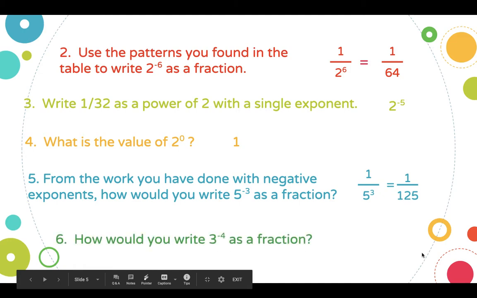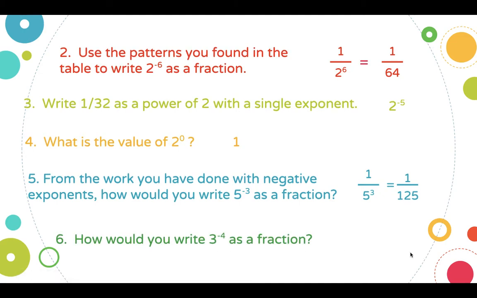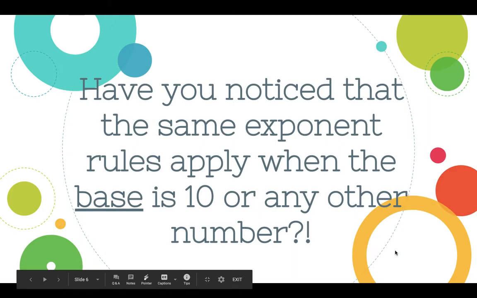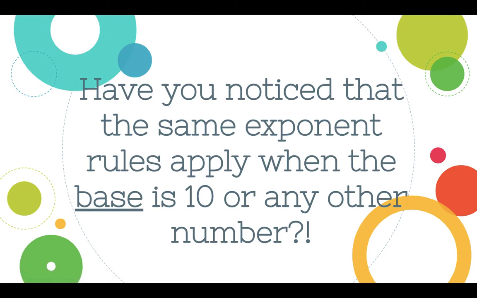And our last one on this slide, how would you write 3 to the negative 4th power as a fraction? It's going to be 1 over 3 to the 4th, and then 3 times 3 times 3 times 3 is 81. 1/81. All right, so have you noticed that the same exponent rules apply when the base is 10 or any other number? It's the same exact rules, which is really convenient.